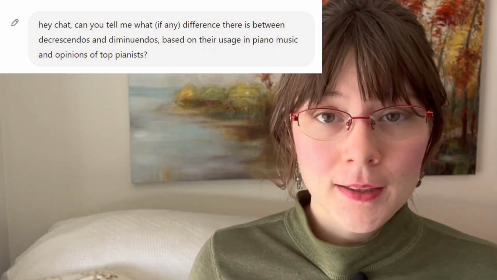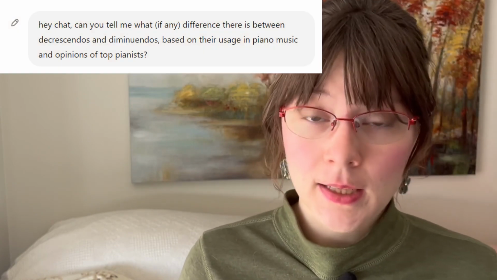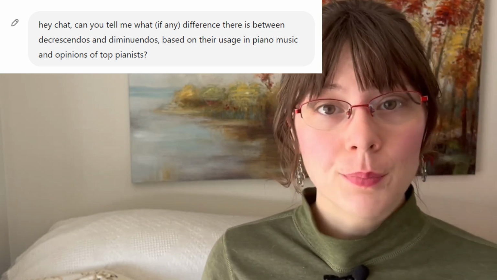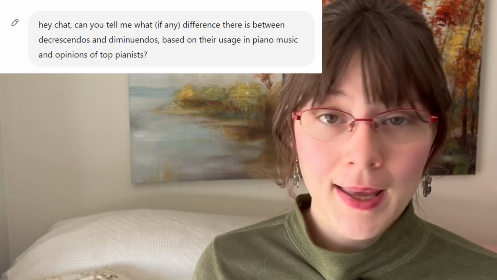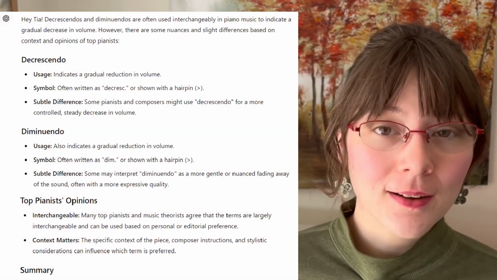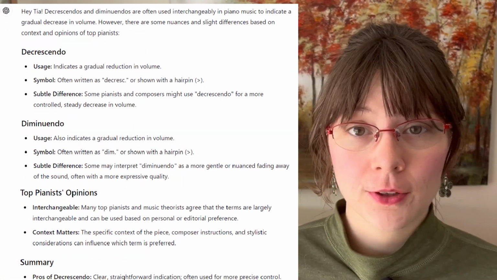Now, ChatGPT actually had a nuanced answer for me. Here's what I asked it. Hey Chat, can you tell me what, if any, difference there is between decrescendos and diminuendos based on their usage in piano music and the opinions of top pianists? I'll put Chat's reply on the screen so you can read the whole thing if you like.